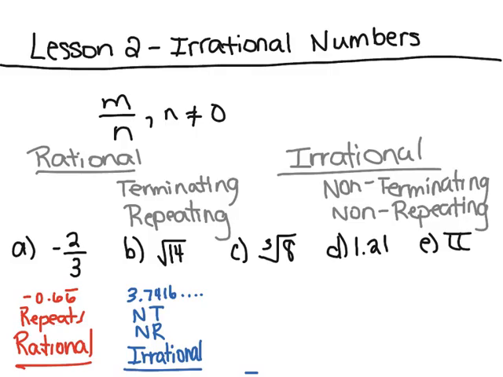For the third one, you take the cube root of 8, type that into your calculator, you should get 2. So because it terminates, it's rational. I'm just going to write T for terminate and R for repeat because I don't got a lot of room. Right, 1.21. So because it terminates, it's rational.